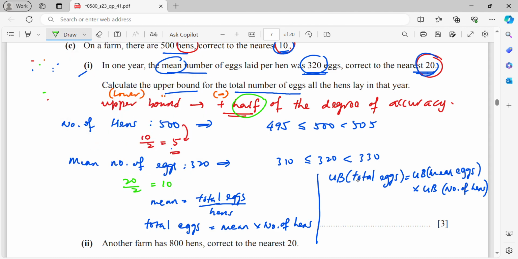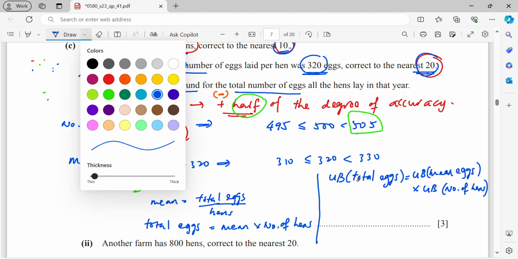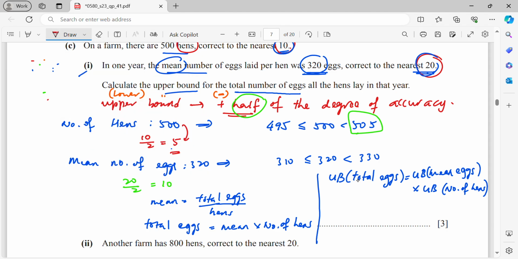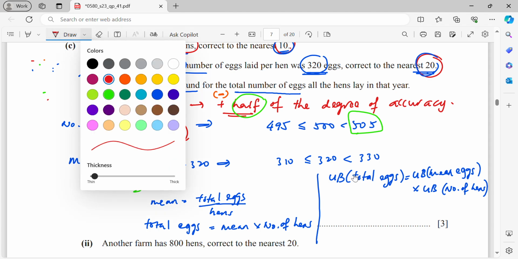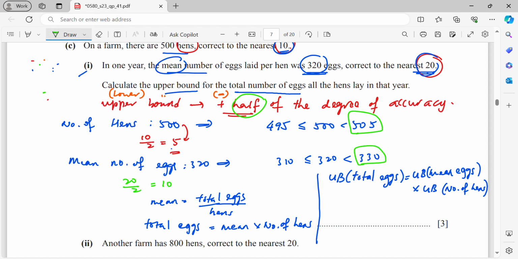So your upper bound for hens will be 505, and the other one is 330. You just take these two values and multiply. That will be your upper bound for the total eggs. So 505 times 330. At last, you will get 166,650. Okay, so that is your answer.